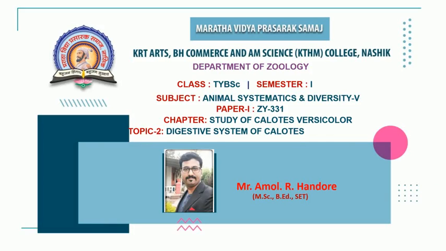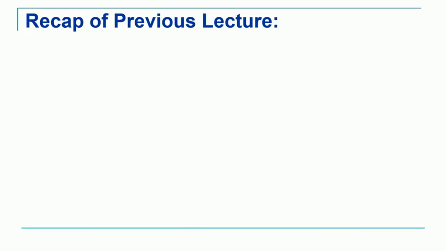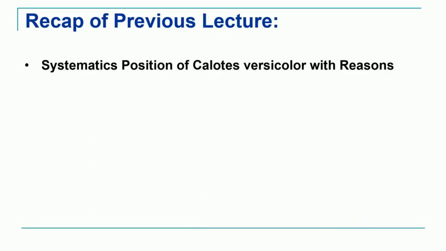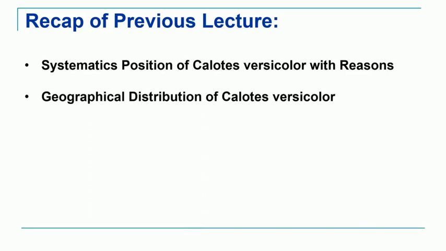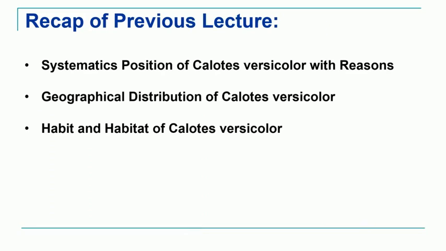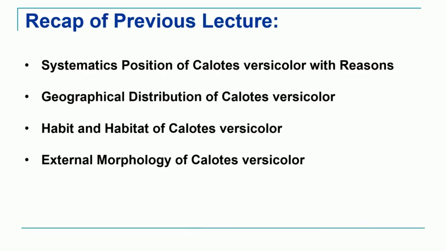So prior to Diwali we started with the second unit, that is the study of Calotes versicolor, and if we take a brief recap of the previous lecture, we studied the systematic position with reasons of Calotes versicolor, followed by the geographical distribution of the species, habit and habitat, and the external morphology of Calotes.